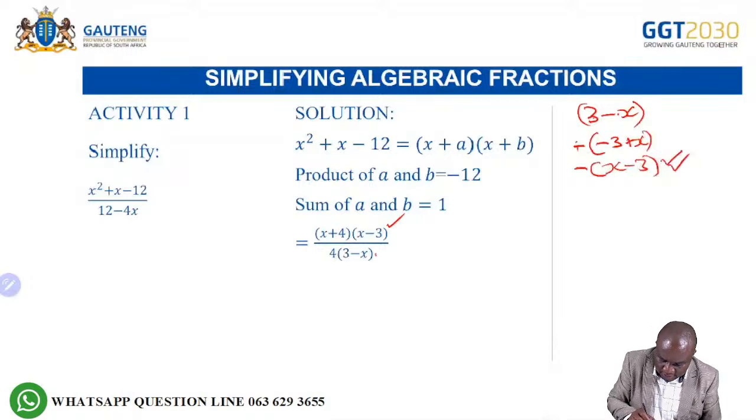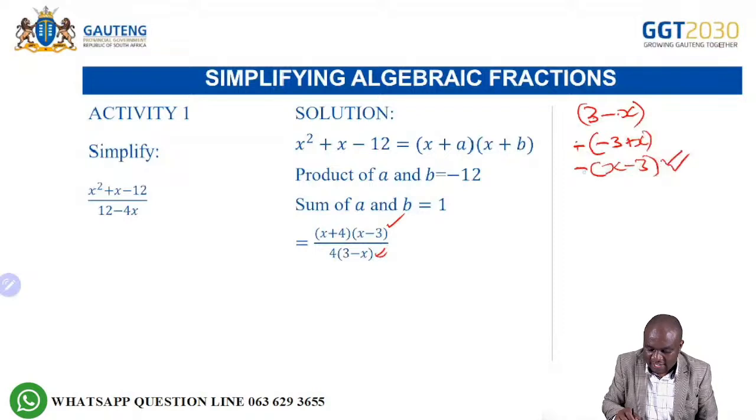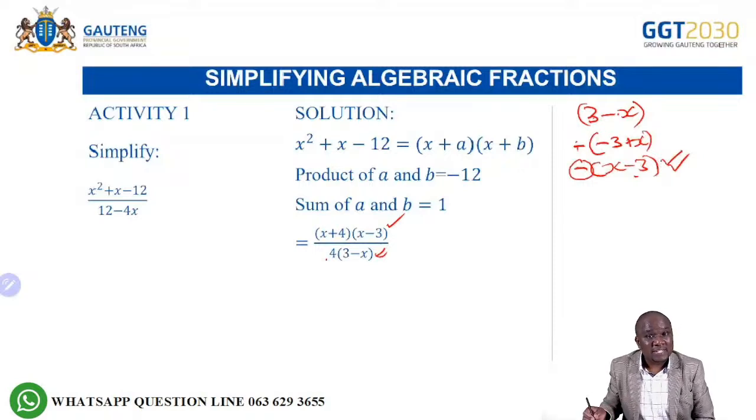Let's do this. Let's replace this bracket 3 minus x with negative, x minus 3. So this negative 1 is going to affect the 4. It becomes negative 4 times x minus 3.